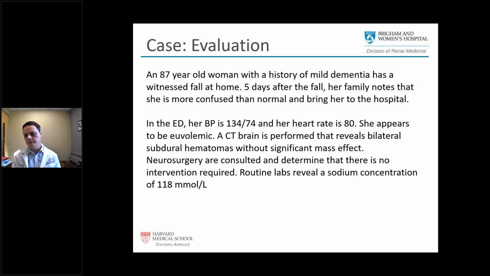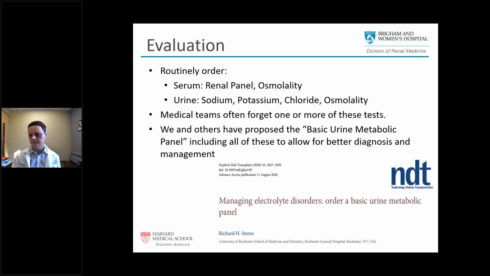A CAT scan of her brain is performed that reveals bilateral subdural hematomas without a significant mass effect. Neurosurgery consulted and determined that there is no intervention required. Routine labs reveal a serum sodium concentration of 118. Okay, what about the evaluation of these patients?